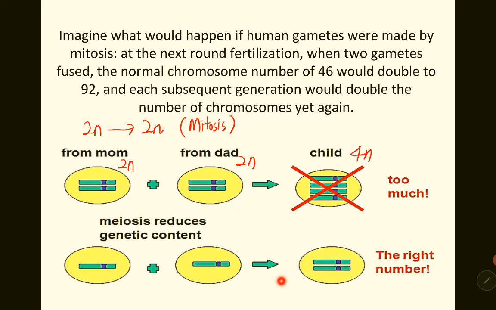Subsequent generations would double the number of chromosomes yet again. So for a 4n child, when he or she reproduces, the next child would be 8n, then 16n, and so on. Therefore meiosis is very important to reduce the genetic content. The mother donates n, the father donates n, and the child will get 2n, which is the right number of chromosomes.